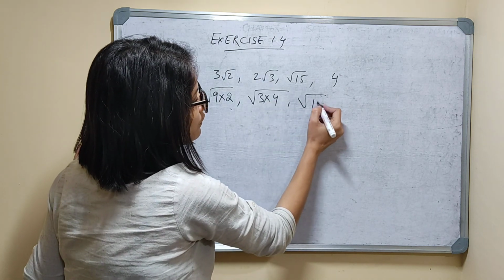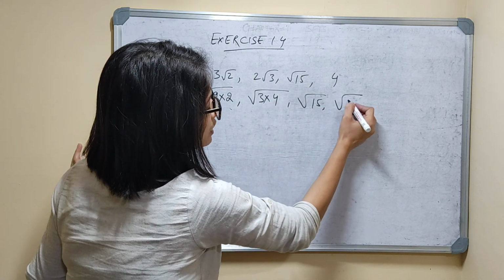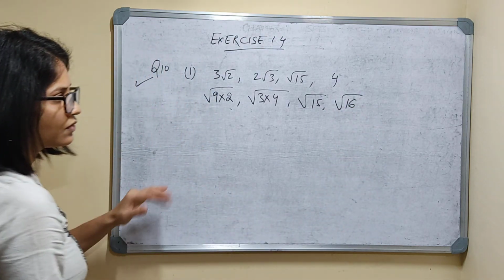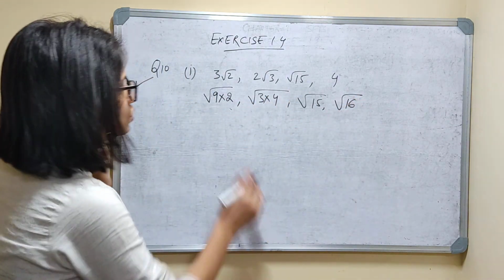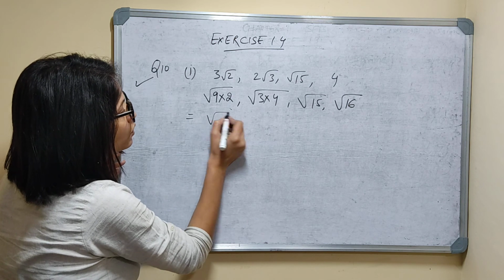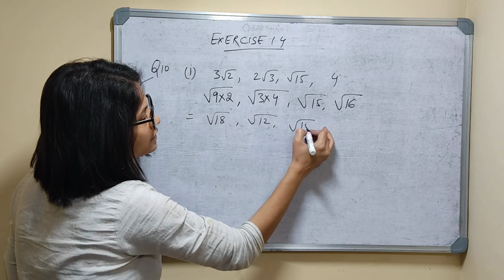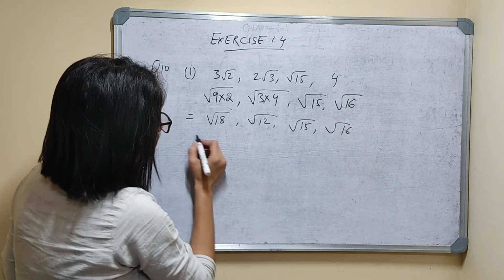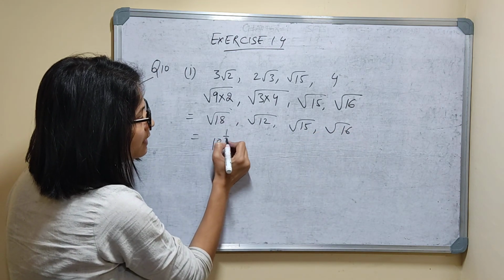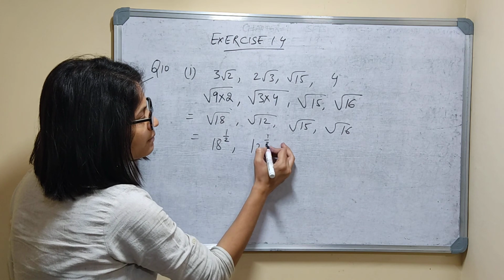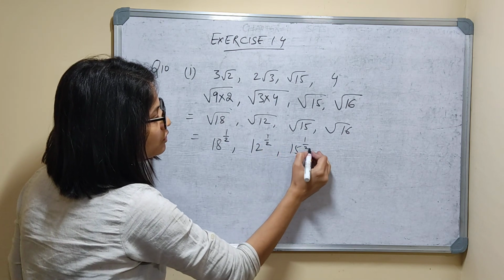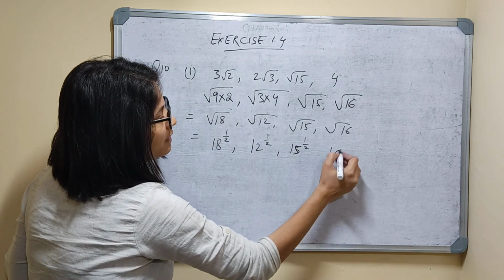Root 15 is root 15 only. 4, I will write root of what? 16. So all are in power 1 by 2. This is root 18, this is root 12, this is root 15, this is root 16. So I can say this is 18 power 1 by 2, this is 12 power 1 by 2, this is 15 power 1 by 2, this is 16 power 1 by 2.